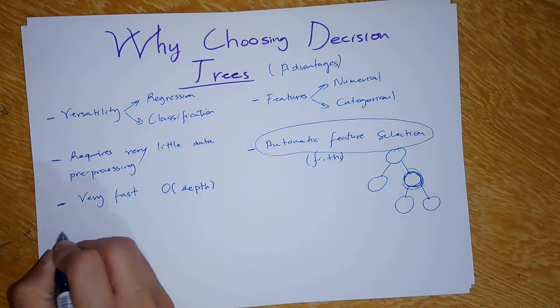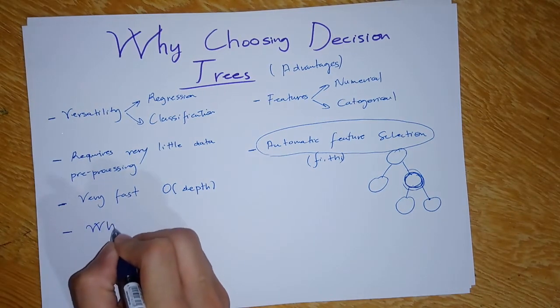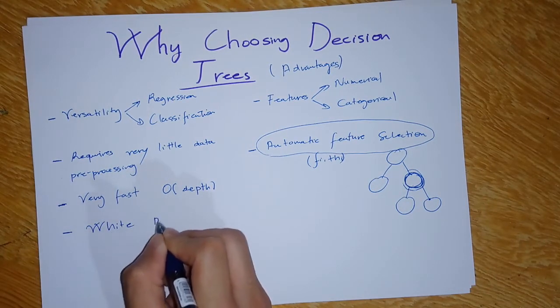Also, decision trees are called white box models.